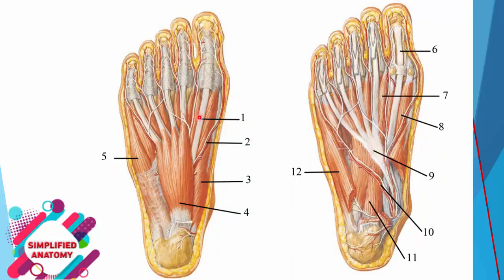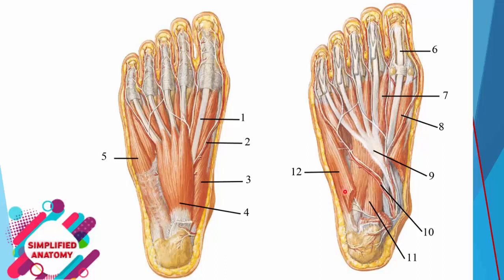Number one, flexor hallucis longus. This artery and nerve are the medial plantar artery and medial plantar nerve. Number three is abductor hallucis, flexor digitorum brevis, and abductor digiti minimi. After removal of these muscles, the second layer appears, which is two tendons, flexor hallucis longus and flexor digitorum longus, and these muscles. And this muscle is called flexor digitorum accessorius, and number 7 are lumbrical muscles.